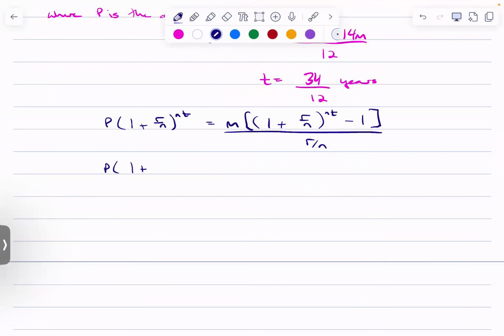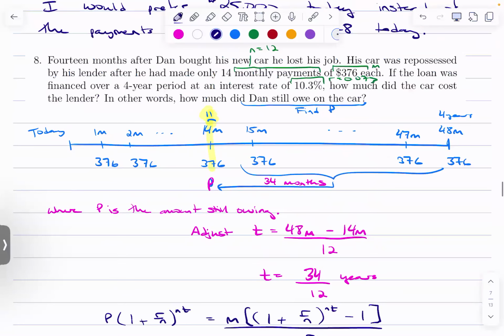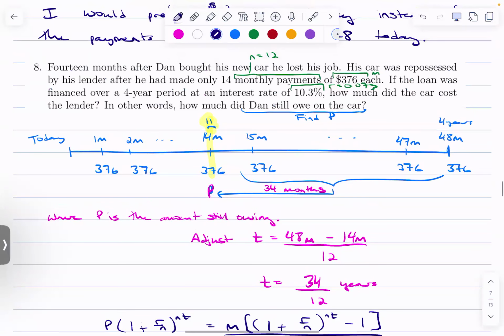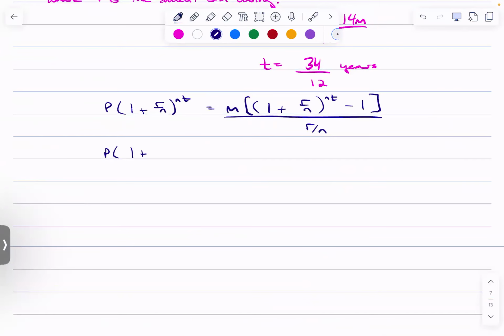P times 1 plus r, which is 0.07. How did I get 0.073? That is so weird. 0.103. Having a mental glitch, I guess. Weird. Good thing I caught it.